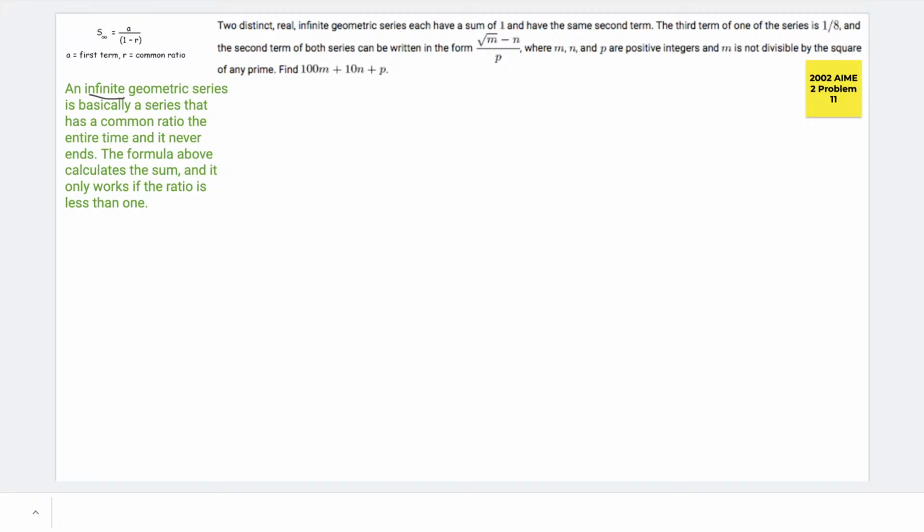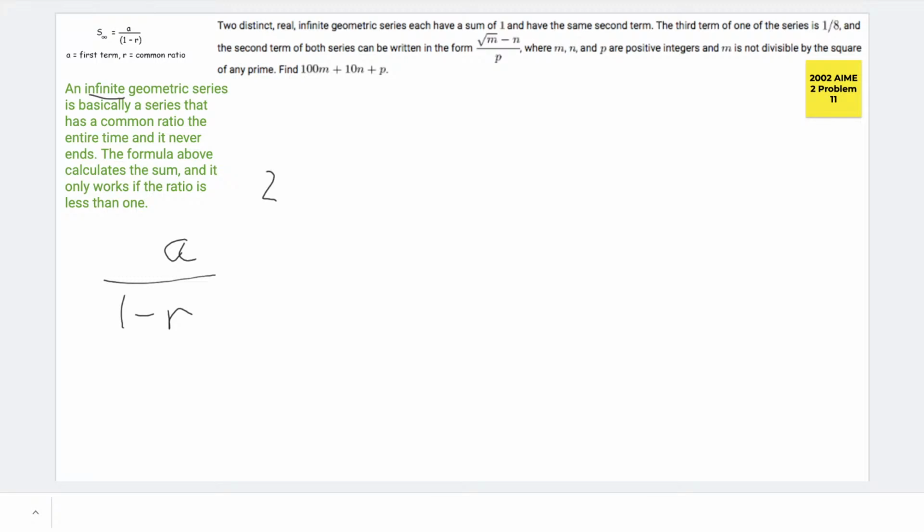So in this case, the formula is the first term of the series, a, over 1 minus r, where r is the ratio and r has to be less than 1. So if a geometric series has a ratio of 2, then you cannot use this formula.